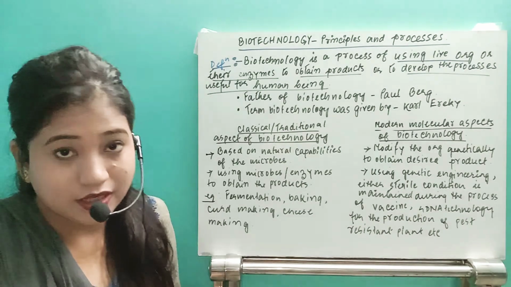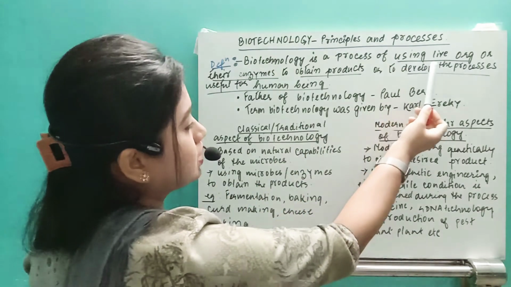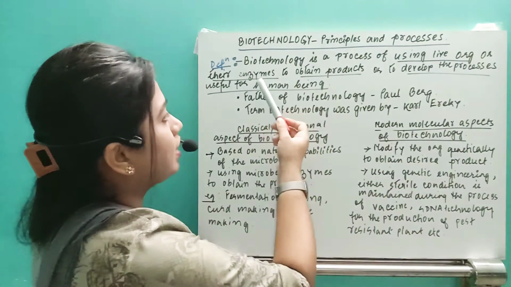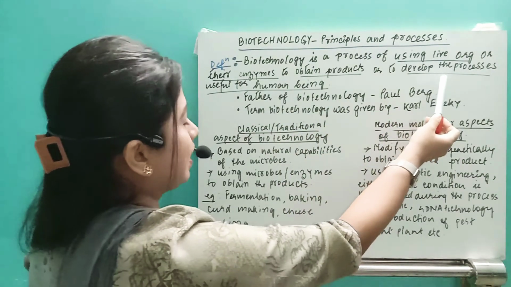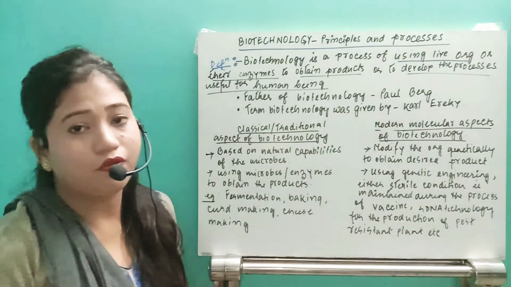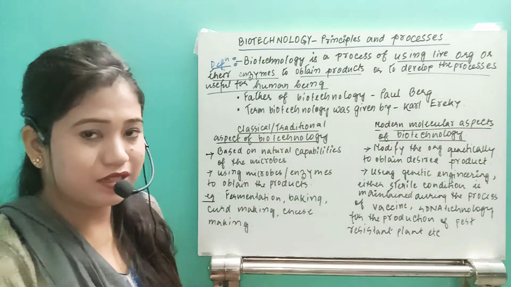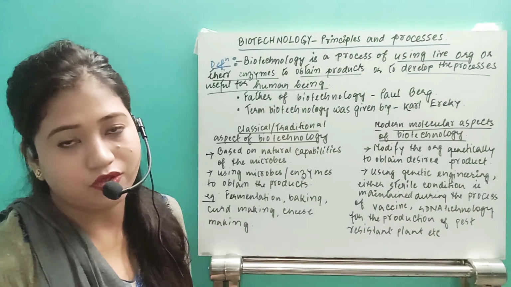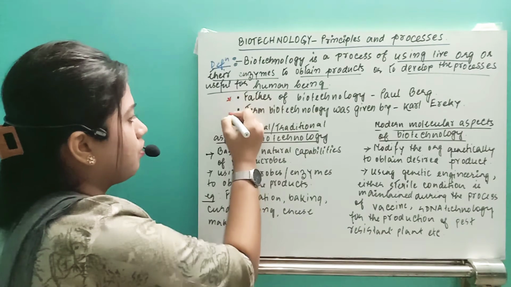What is the biotechnology process? See, biotechnology is a process of using the live organism or their enzymes to obtain the product or to develop the processes useful for human beings. So this too we have to know, what is the definition of biotechnology. After that, we need to know some terms, right?